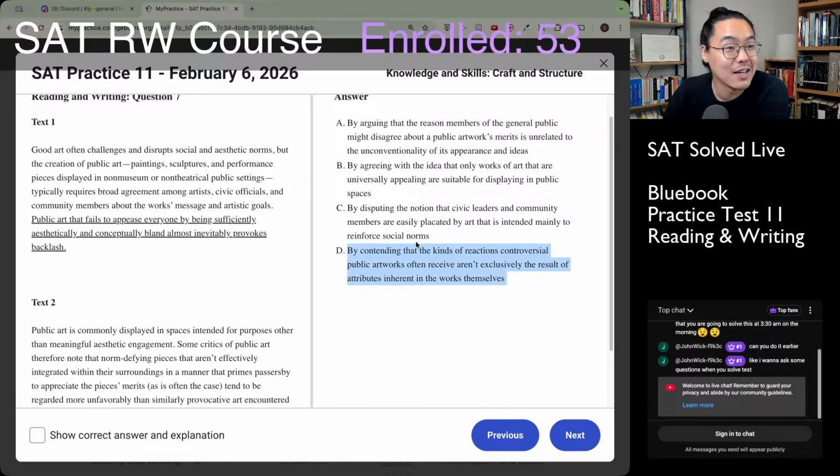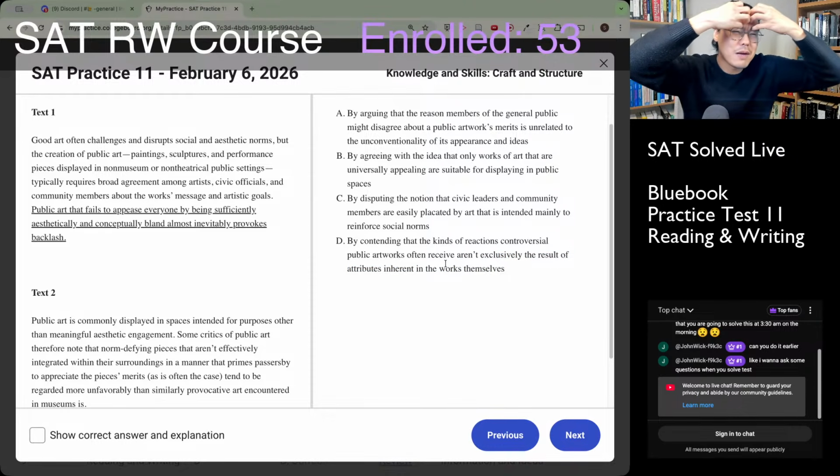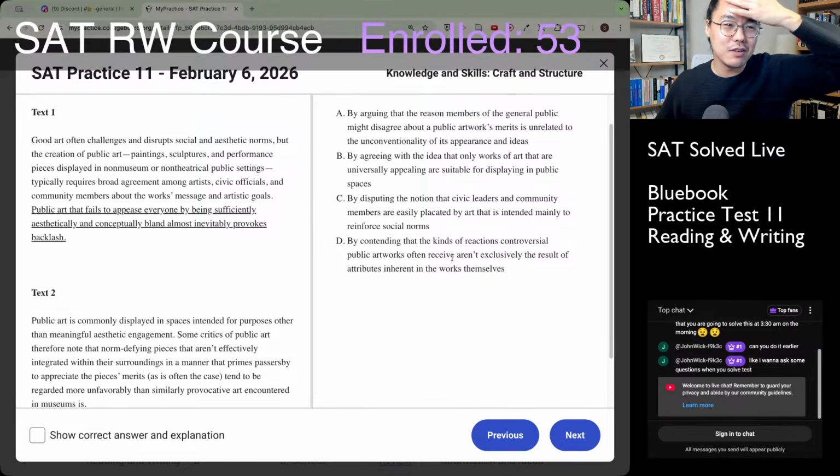So is it D? Hang on. By agreeing that, nope. By disputing the notion that, wait. Yeah, no, off topic, off focus. By contending that certain kinds of reaction controversial works often receive, okay, so far so good, aren't exclusively the result of inherited. Oh, it's weird. I could tell that my brain was kind of in a fog, but I didn't really read these two words correctly.